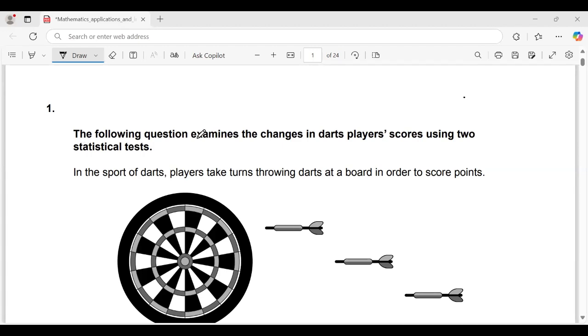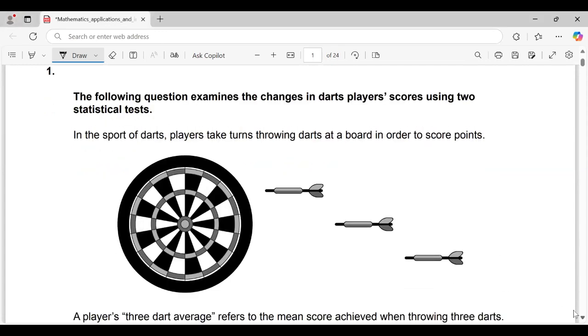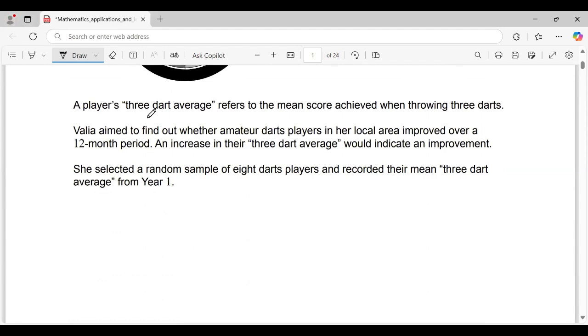Number one, the following question examines the change in darts players' scores using two statistical tests. In the sport of darts, players take turns throwing darts at a board in order to score points. A player's three-dart average refers to the mean score achieved when throwing three darts. Valia aimed to find out whether amateur dart players in her local area improved over a 12-month period. An increase in their three-dart average will indicate an improvement.